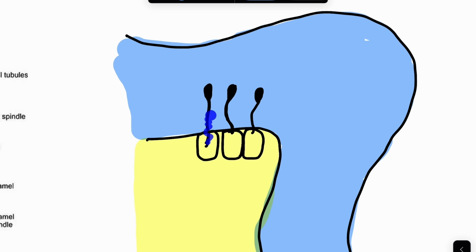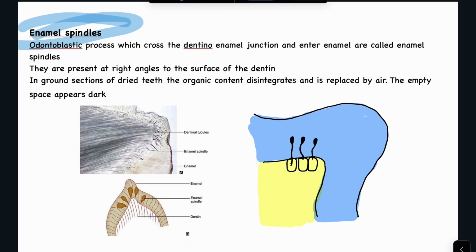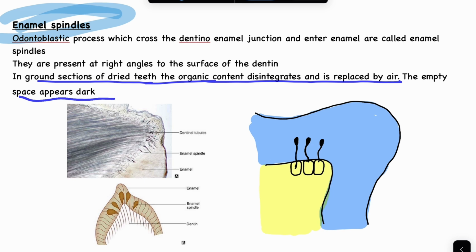This extension may enter the enamel at the dentino-enamel junction. The odontoblast may have an extension into the enamel, and this extension is called an enamel spindle. So odontoblastic processes which cross the dentino-enamel junction and enter the enamel are called enamel spindles. They are present at right angles to the surface of dentine, so you see they are at 90 degrees to the surface of dentine. In ground sections of dried teeth, the organic content disintegrates and is replaced by air. The empty space appears dark.